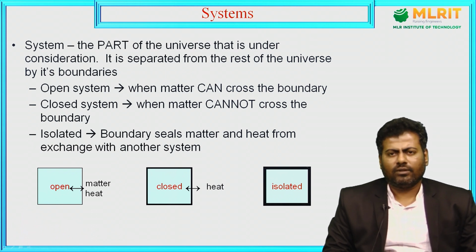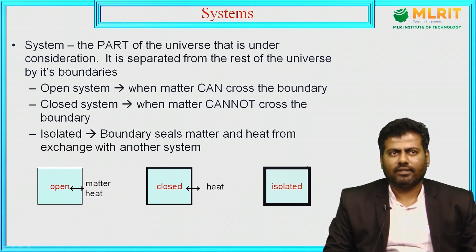What, first of all, is meant by system? With a simple definition we will come to know. The part of the universe that is under consideration, which is separated from the rest of the universe by its boundaries. Got it? The universe, in this sense, we always call as system, boundaries plus surroundings. This we call the universe.